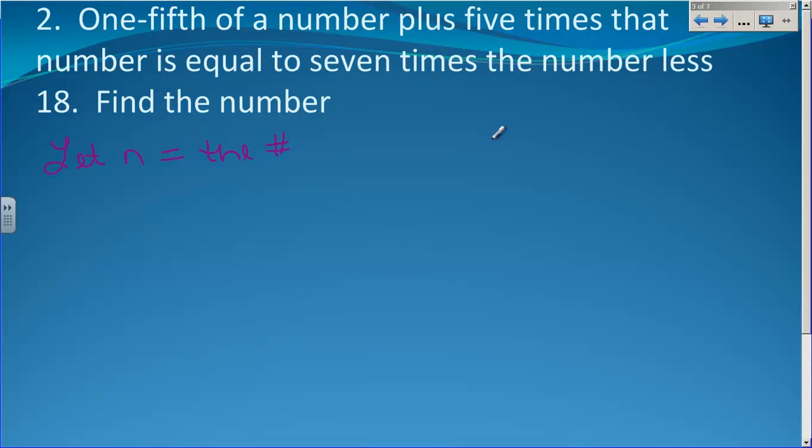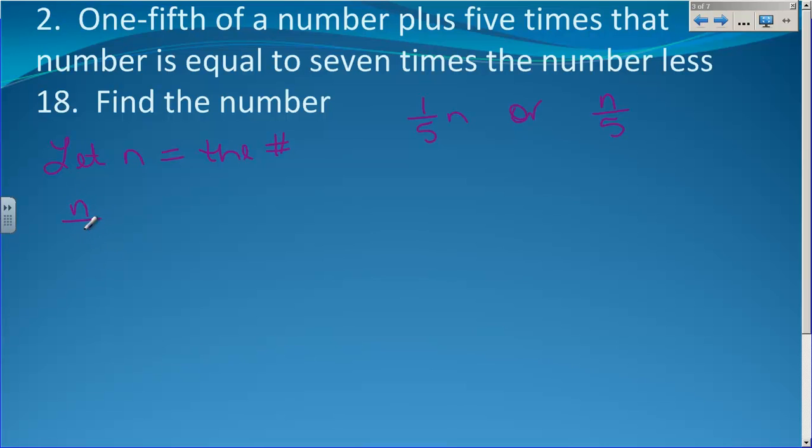1/5 of a number, there's 2 ways to write it. You can write it like this, or you can write it like this. I prefer the second way because it's just going to make things easier for simplifying. It doesn't matter which one you use. The operations will be the same. I just prefer the second one. It's a little prettier, neater.